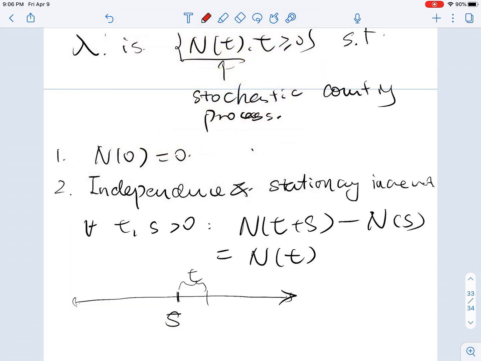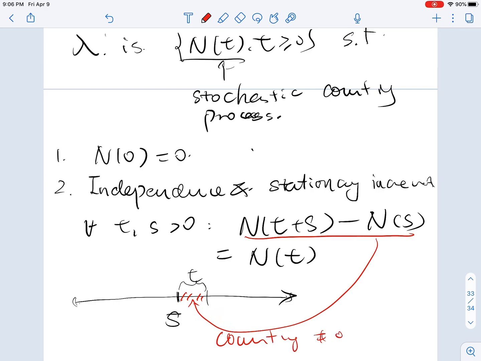So my N(t+s) minus N(s) is really just counting the number of events that's falling into this small red interval, right? So this counting is saying that this is equal to N(t), the little t here, right? So basically the number of events that's falling into this red interval would be the same, in terms of distribution, as the number of events that falls into this purple interval, so long as this is also t. Right, so this is what the stationary increment is talking about, right?